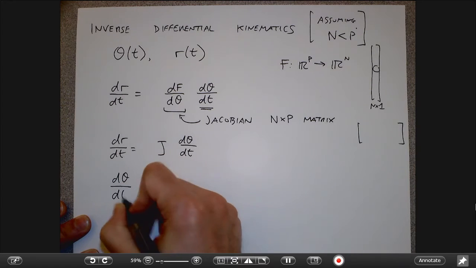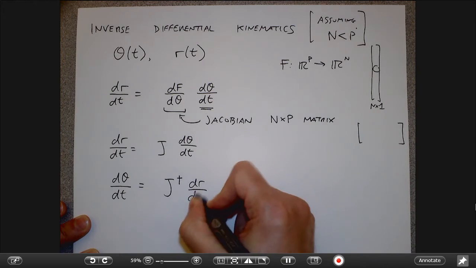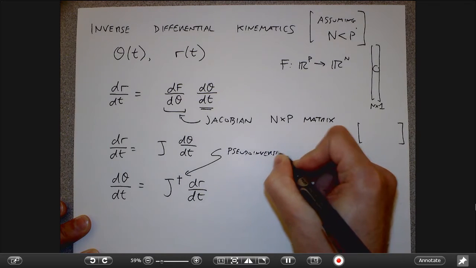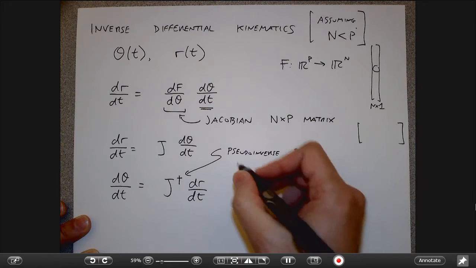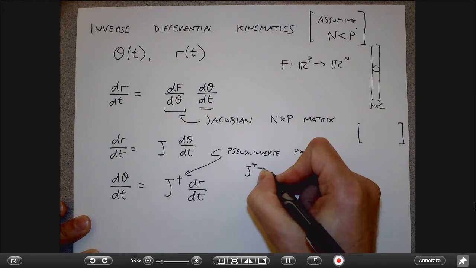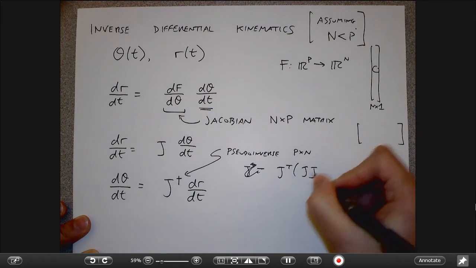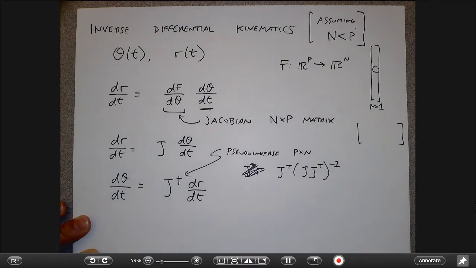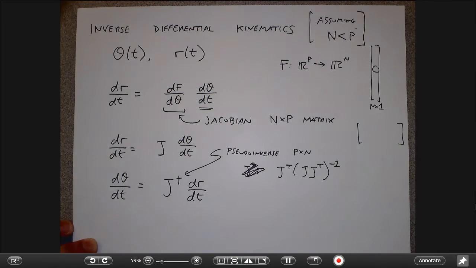So I could say, okay, my dθ/dt is J, and I'm going to put a little cross here like this, that's usually what you mean when you say pseudo-inverse. And this is going to be a P by N matrix, and the pseudo-inverse is defined by basically J transpose, J J transpose inverse. Okay, and so in this sense, if I take the derivatives of the observed r's, I can get the derivatives of the observed thetas.